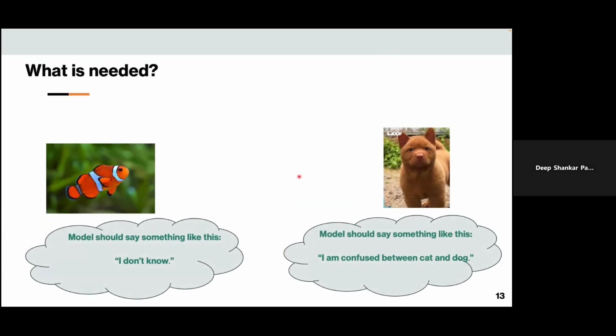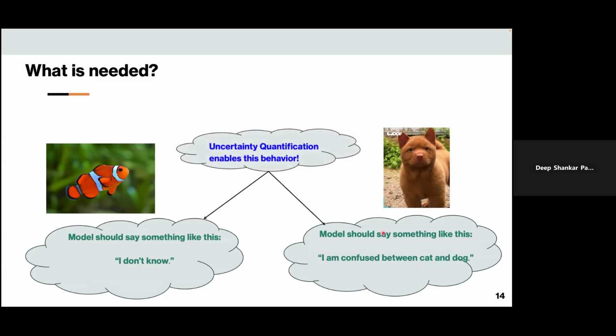So there are these two cases. The first case is the input is something the model does not know, whereas the second case is the model is confused between different classes. And to enable deep learning models with such behavior, where the model is aware of its knowledge and lack of knowledge, uncertainty quantification can enable such behavior. Basically, uncertainty quantification can enable the model to say, I don't know for such cases that the model has not seen, and basically say, I'm confused for such cases where it's confusing.